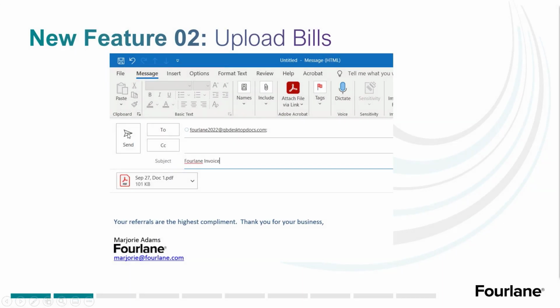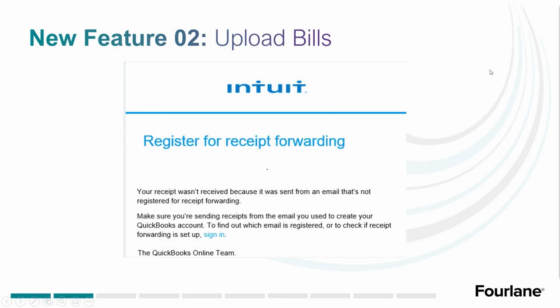So when we email, it's just a regular email. You can see here, Fourlane invoice, and here's the attached invoice. This is what you will see as a user if you try to email and your email address is not registered for receipt forwarding or bill forwarding. This is the email that you will get. And then you need to reach out to your admin and ask them to go into this area, manage users, and add you as someone who can email.